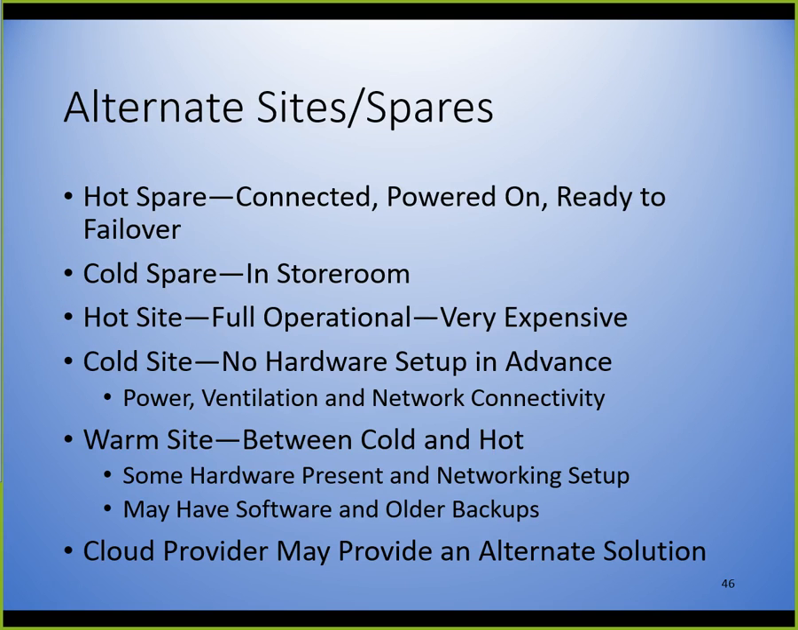So alternate sites, and we're going to have sites and spares. We're going to have spares, a hot spare, connected, powered on, ready for a failover. This would be maybe a hard drive. In big servers, you have hard drives which are called hot replaceable, that you can turn off, take out, and put a new one in. You can have spares in a slot ready to be turned on in case one of them fails. And if we had a RAID failure, we put a new hard drive in and rebuild the RAID. A cold spare is going to be in the storeroom.